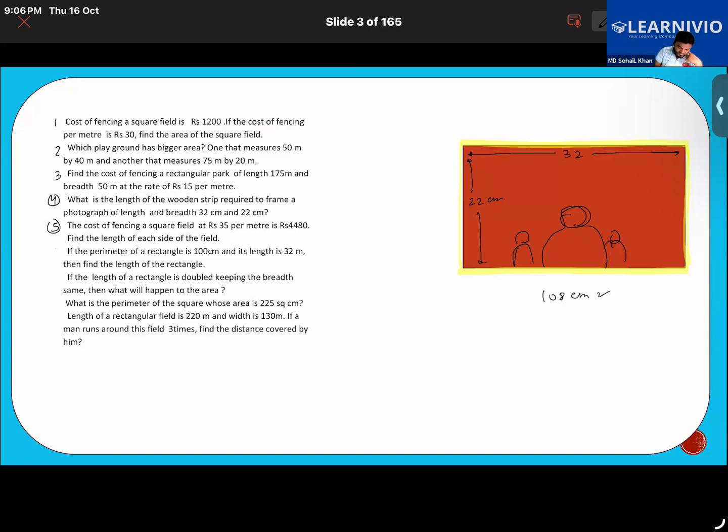Correct. Fifth question: the cost of fencing a square field at rupees 35 per meter is rupees 4,480. Find the length of each side of the field. This one's a bit different, you can say, but not difficult. There's a square field like that.